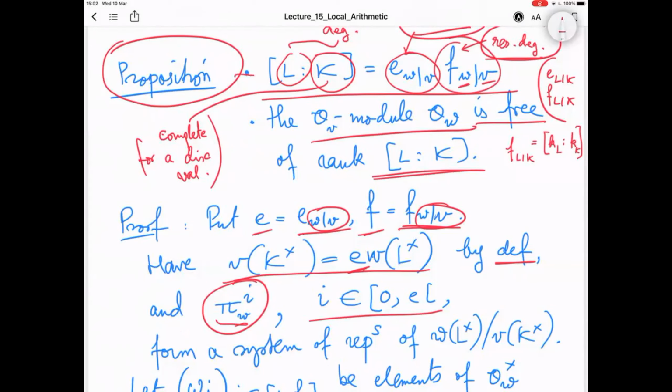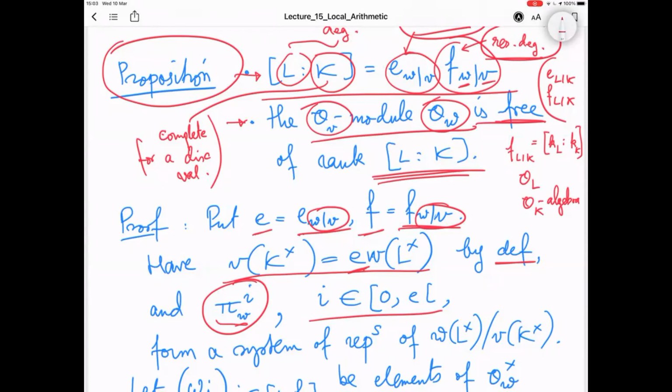The statement of the proposition is that the degree of the extension L over K is equal to the product of the ramification index and the residual degree. The degree [L:K] is E times F. The second part says that O_V is of course a ring, and O_W is also a ring, an O_V-algebra. We could have called them O_K and O_L as well. So O_L is an O_K-algebra. This part gives you the structure of O_W as a module over O_V. It says that it's a free module of rank equal to the degree of the extension L over K.